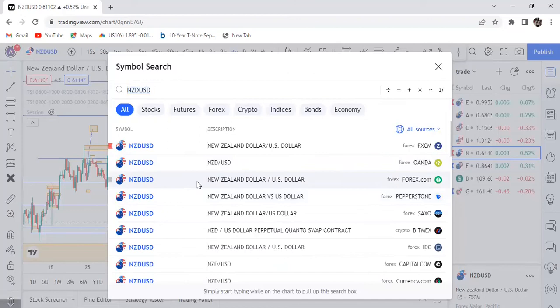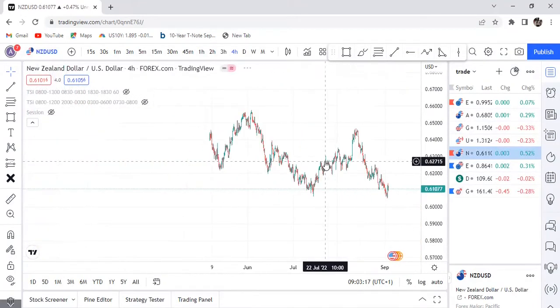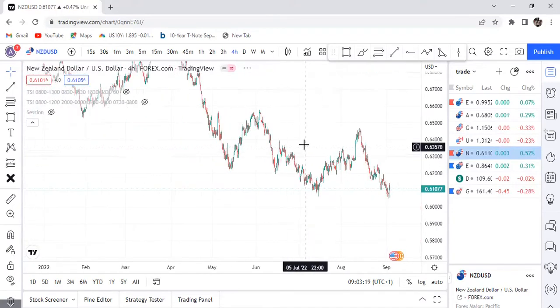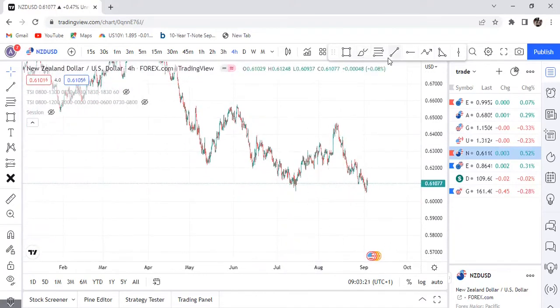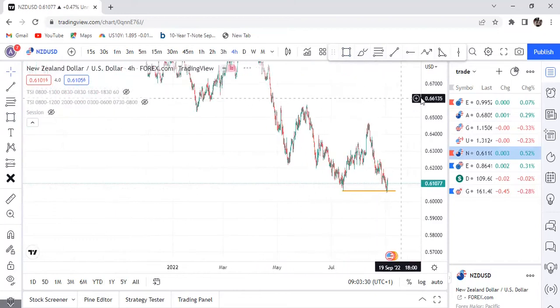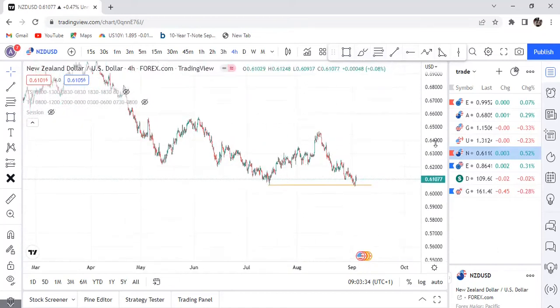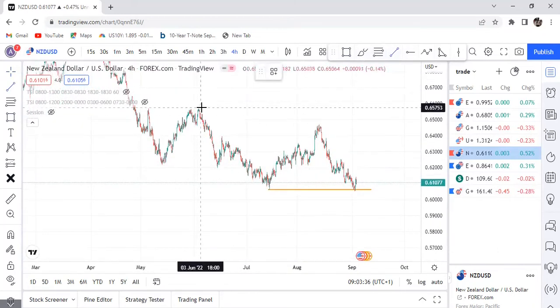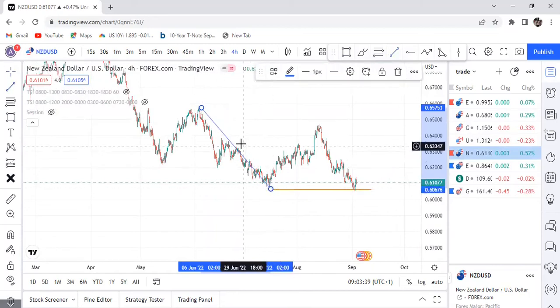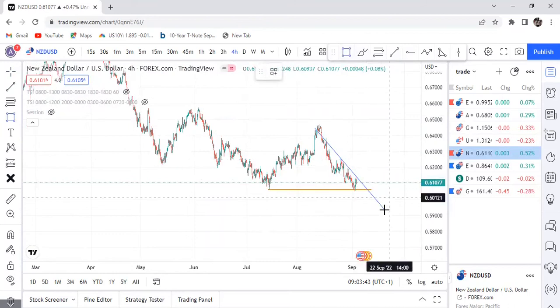So let's go to NZD USD. Looking at NZD USD, we can probably see that the market has taken out this low, which is probably perfect for our major move because we want to use it when the market has taken out a low. So we can measure the move that from here to here is one leg, then this is another leg. So this is an area of interest.